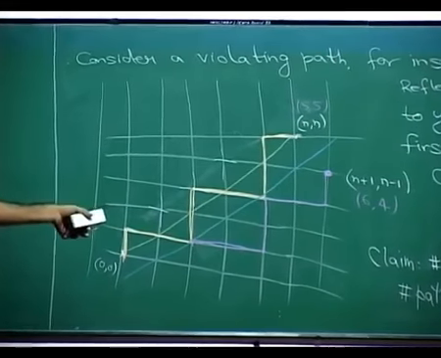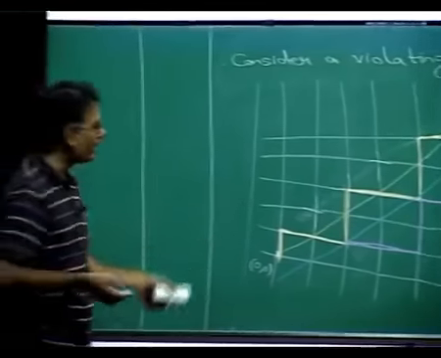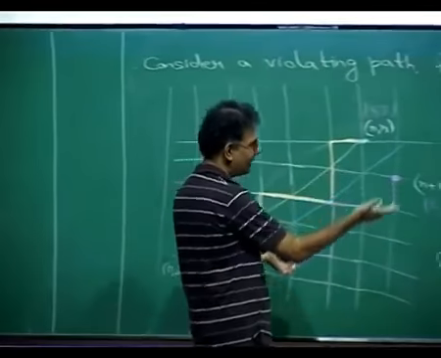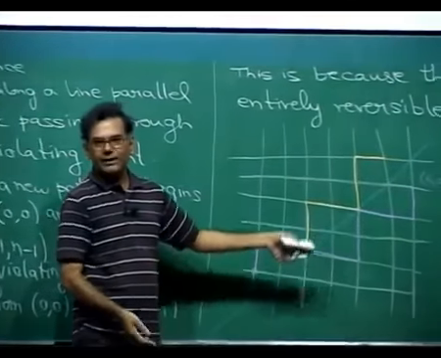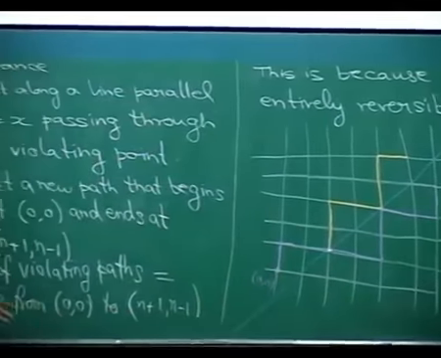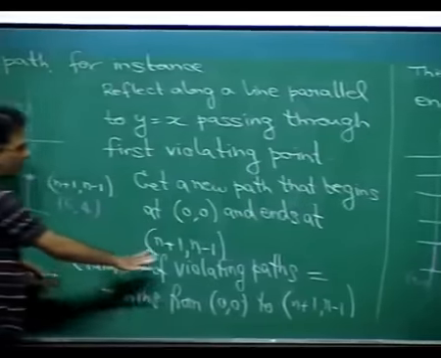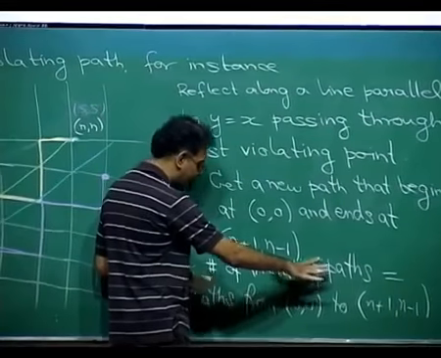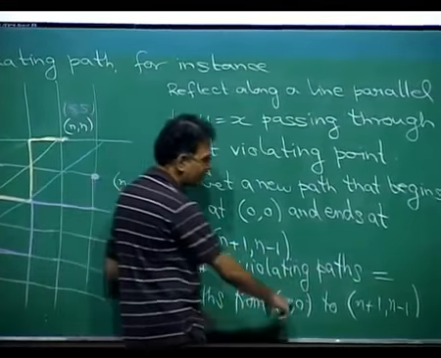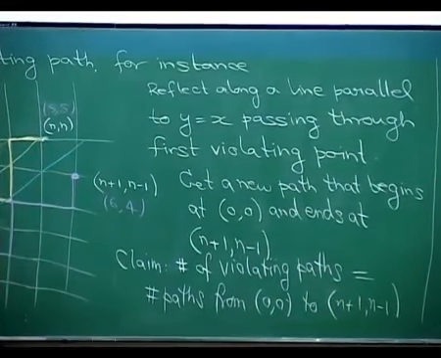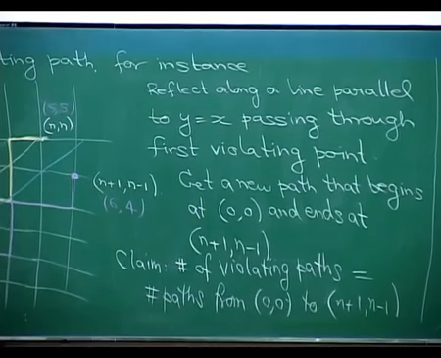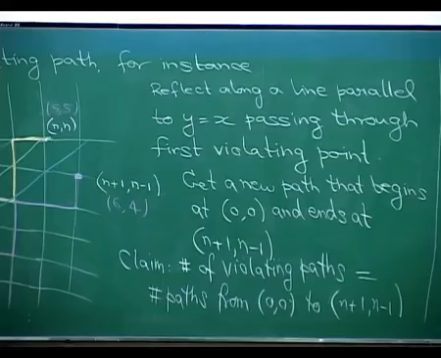This is an example I did, but one has to justify a little bit more carefully that this procedure, it's the same proof, right? This procedure is always reversible and will always give you a violating path. So in some way, I have matched up the set of all violating paths with the set of all paths from 0, 0 to n plus 1, n minus 1, and that is the key thing. That is something that we know how to count.